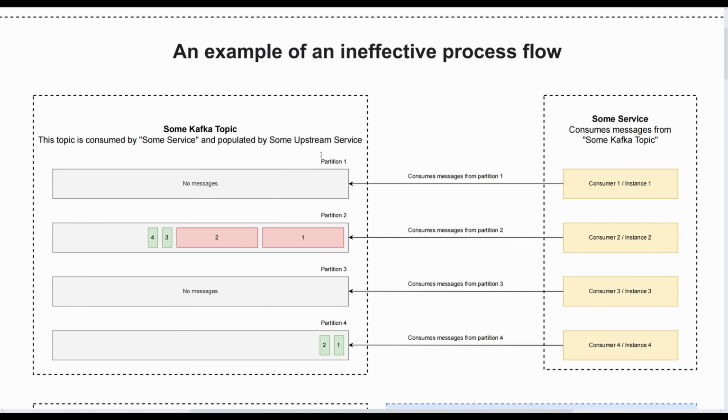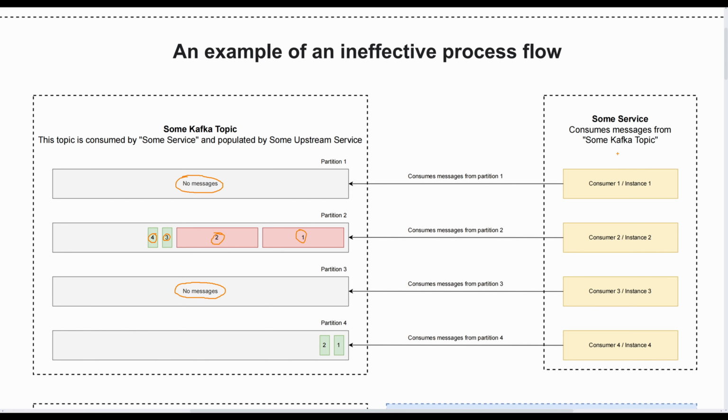So at the left side we have some Kafka topic. We have 4 partitions in this topic. On 2 of them we have no messages, and on 2 of them we have a few messages. The red messages are messages with long processing time, from 1 hour to 2 hours. The green ones are messages with short processing time, from 10 seconds to 30 seconds.